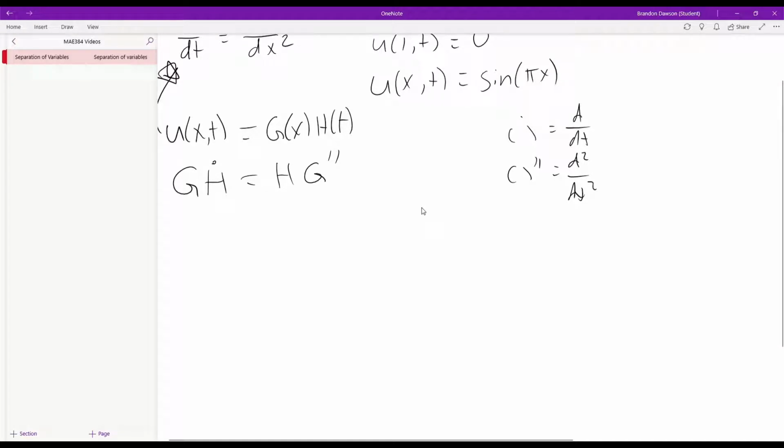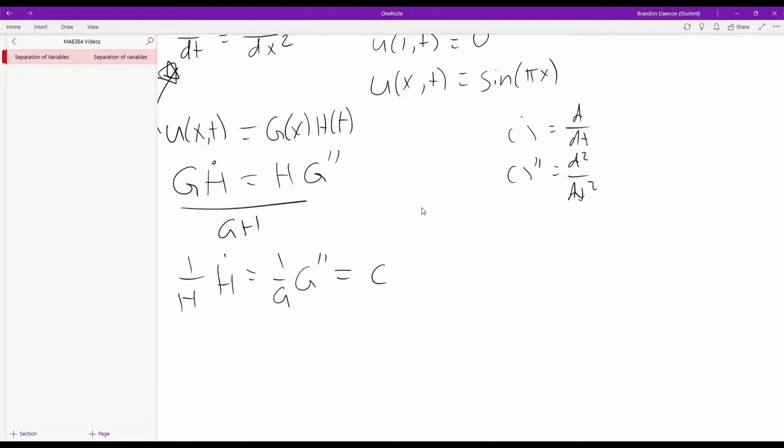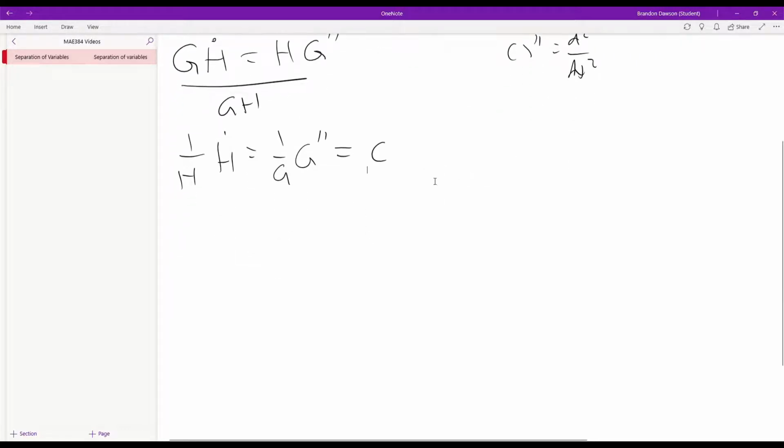So then from here, if we divide by gh, we get 1 over h times h dot is equal to 1 over g times g double dot. It turns out the only way that we can have two independent variables, in this case h and g, equal to one another is if they are in turn equal to some other constant. In this case, we're going to call the constant c. So now, in order to solve these ODEs that we have here, we need to define what c is.